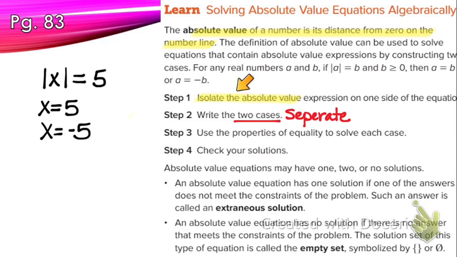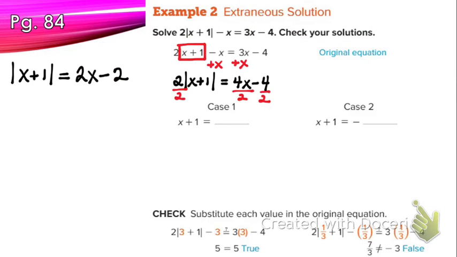So we're ready to separate it. For our first case, when we separate it, we're not going to change anything. The only thing we're changing is we get rid of the absolute value. So my first case is going to be x plus 1 equals 2x minus 2. Go ahead and solve that for x.